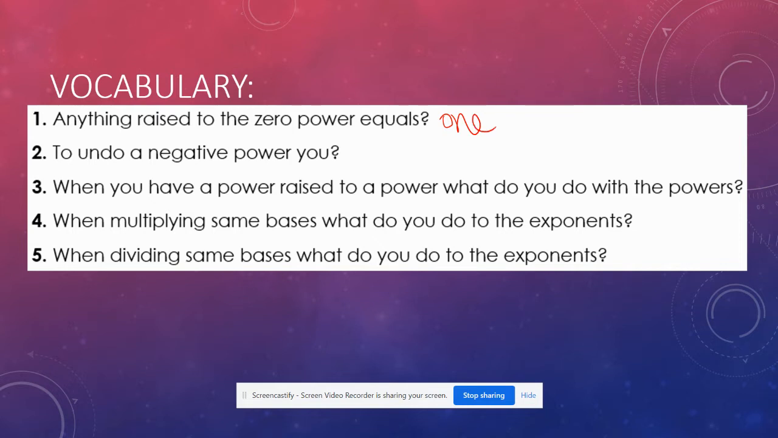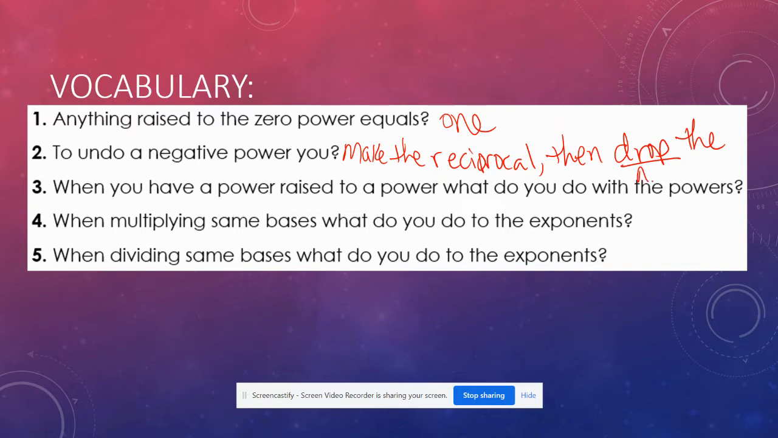If you want to undo a negative power, we make the reciprocal, then drop the negative.